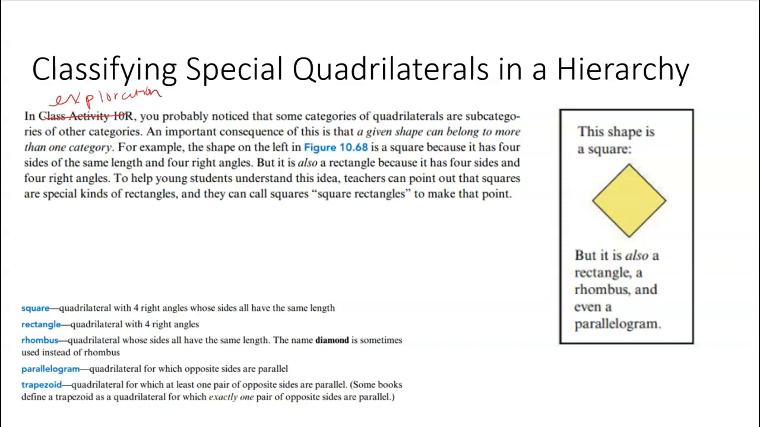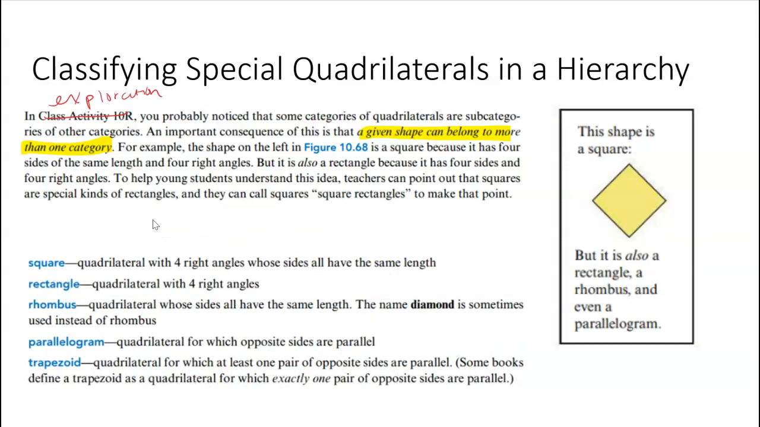In that exploration, you probably noticed that some categories are subcategories. An important consequence of this is that a given shape can belong to more than one category. Maybe you already knew that, but making sense of it for yourself and for your students is important, rather than just saying, hey, a square falls into all these different categories. But why? Let's look at this square, and we're going to look at these different categories.